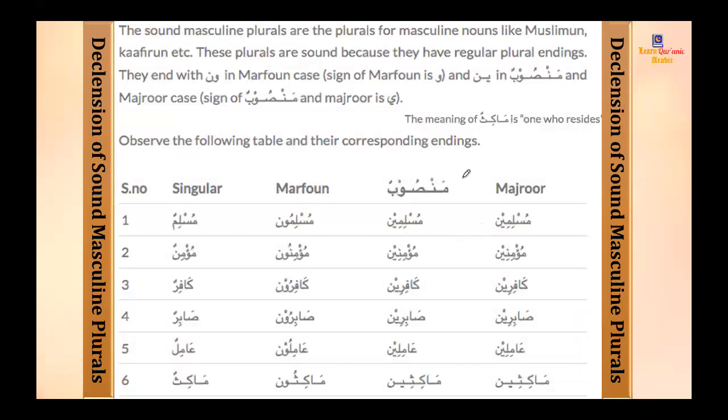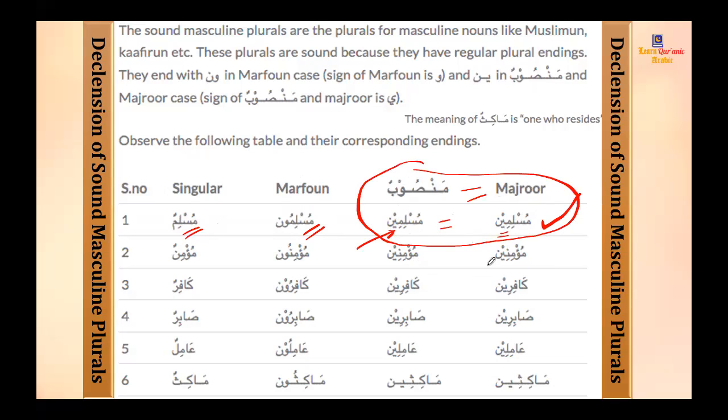So the question arises then, how do you do the mansub case of Muslim? We looked at Muslimun; the plural marfu'un is muslimuna. We discussed majroor in the last slide with a ya. So how do you make mansub? It's exactly the same. You have to learn these two things together. The mansub case is exactly the same as the majroor case. They are both represented by this ya. So muslimina, muslimina, they're exactly the same.